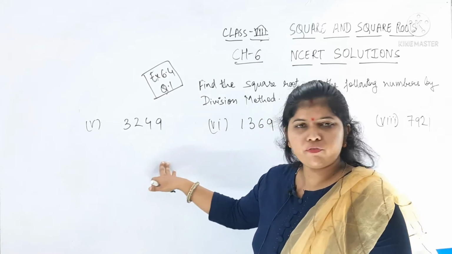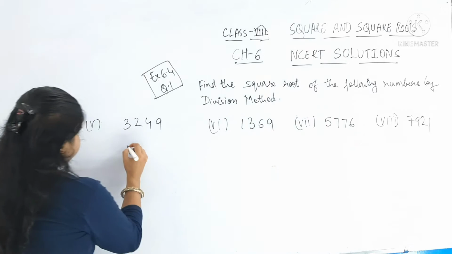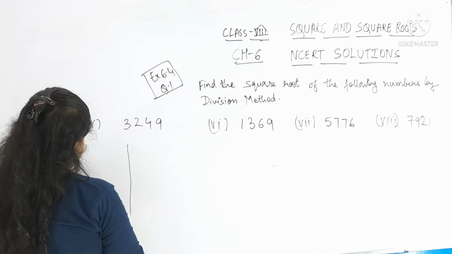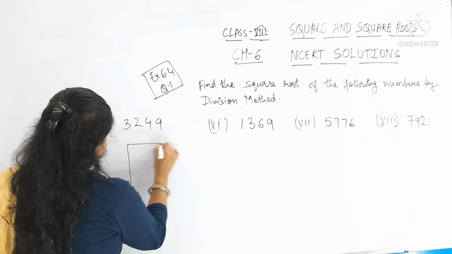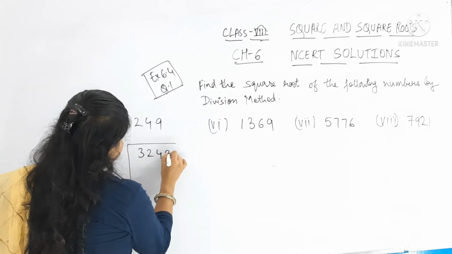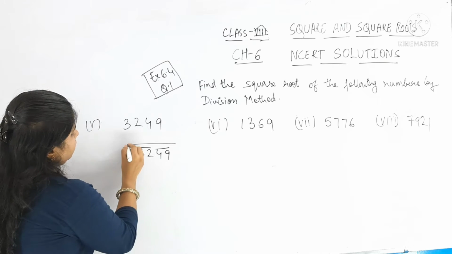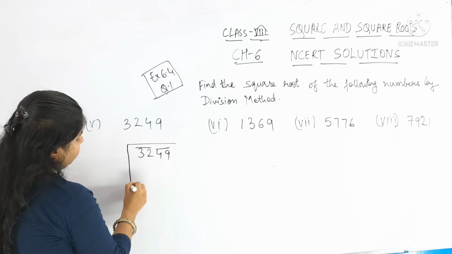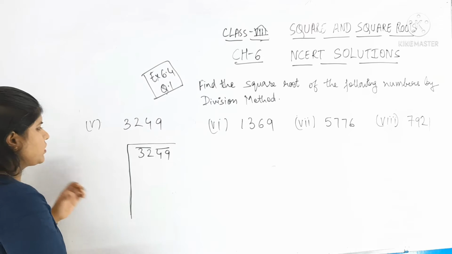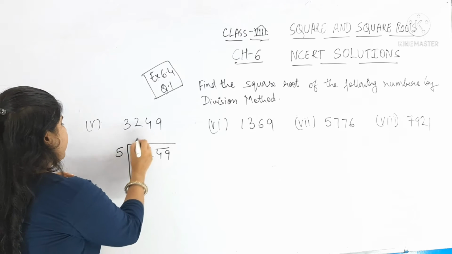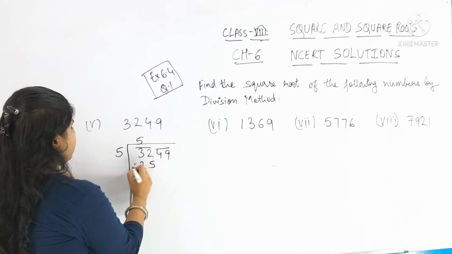Okay students, here the fifth part is 3249. So in the same way we have to do this one, 3249. You have to pair from the right side here. Okay, 3 3s are 9, 4 4s are 16, 5 5s are 25, 6 6s are 36. So here 5 5s are 25.